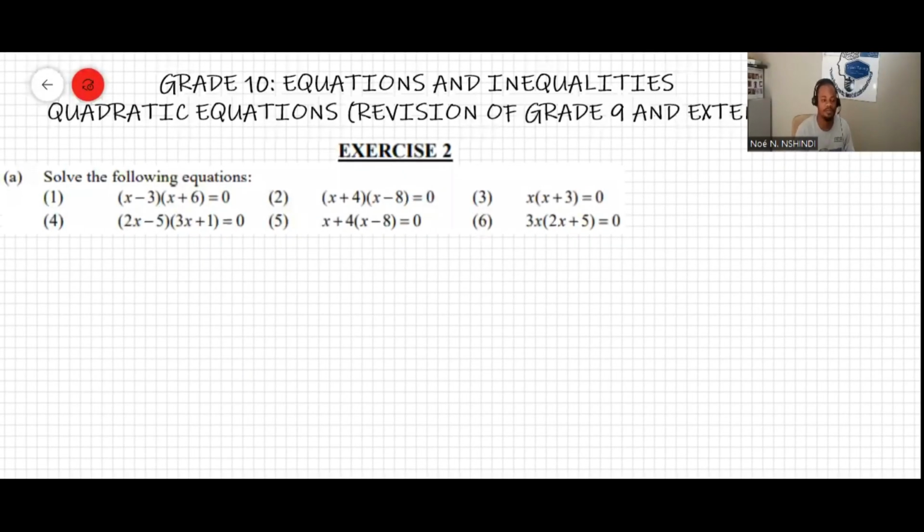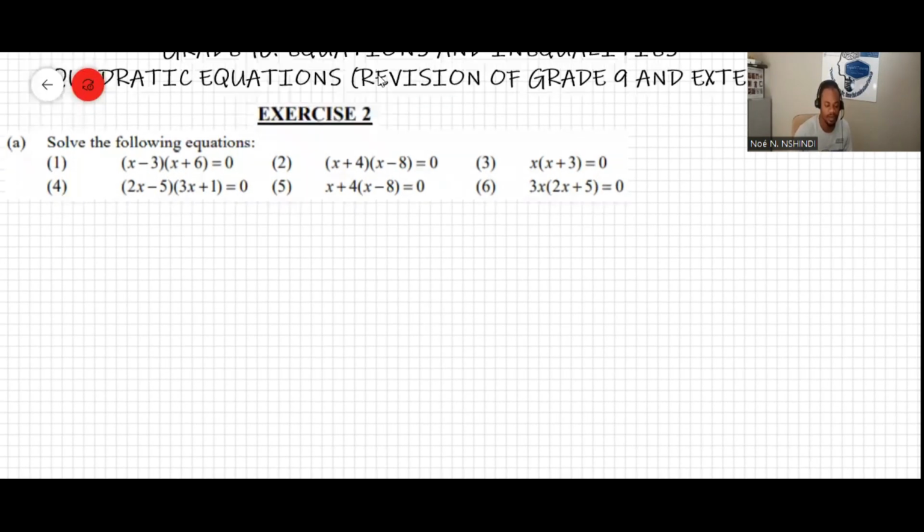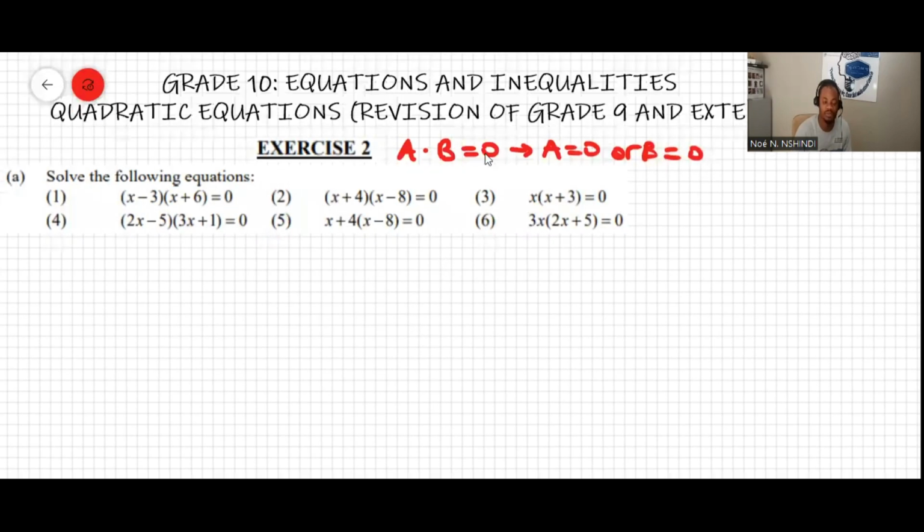Well, we're still doing equations and inequalities. Now, this part is going to deal with quadratic equations, a revision from grade 9. In this type of exercise, let's say solve for x, we need to know the property in mathematics that says when we have a multiplied by b equals 0, this product implies that either a equals 0 or b equals 0. One of them must be 0 in order to have an equation equal to 0 here.